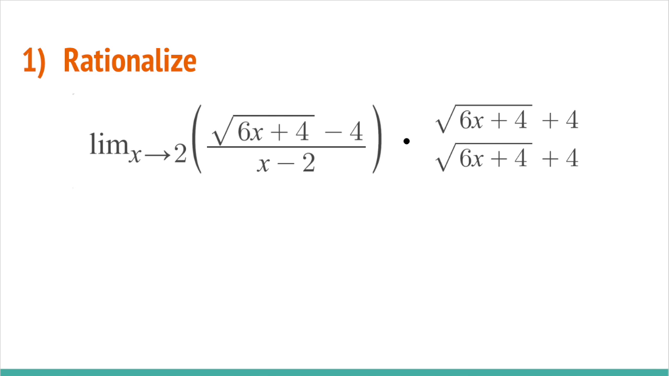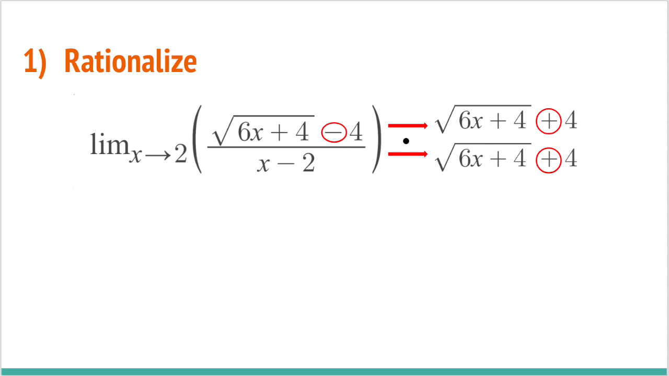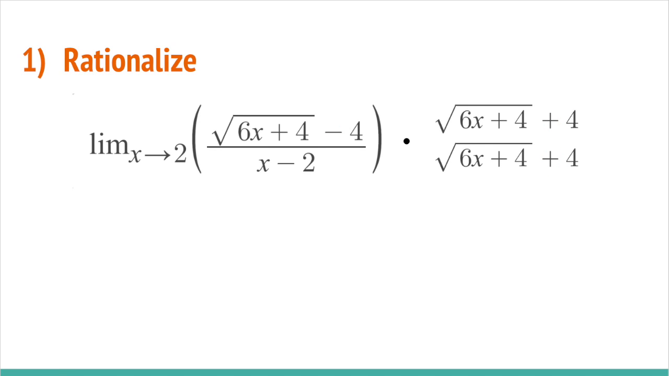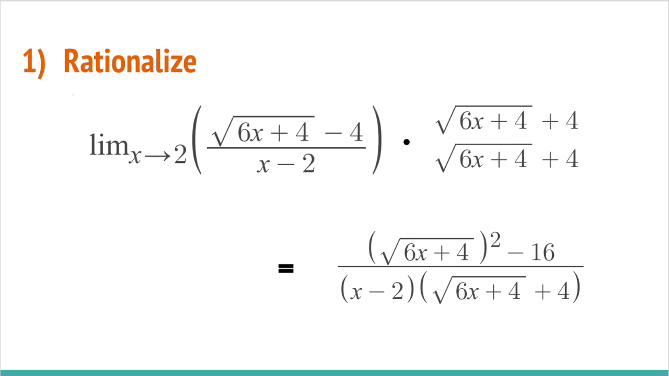The first thing to do is rationalize, which means multiply the top and the bottom by what has a square root but with the opposite sign. In this case, we will multiply top and bottom by the square root of 6x plus 4 plus 4. After multiplying, the result will give you the square root of 6x plus 4 to the second power minus 16, over x minus 2 times the square root of 6x plus 4 plus 4.